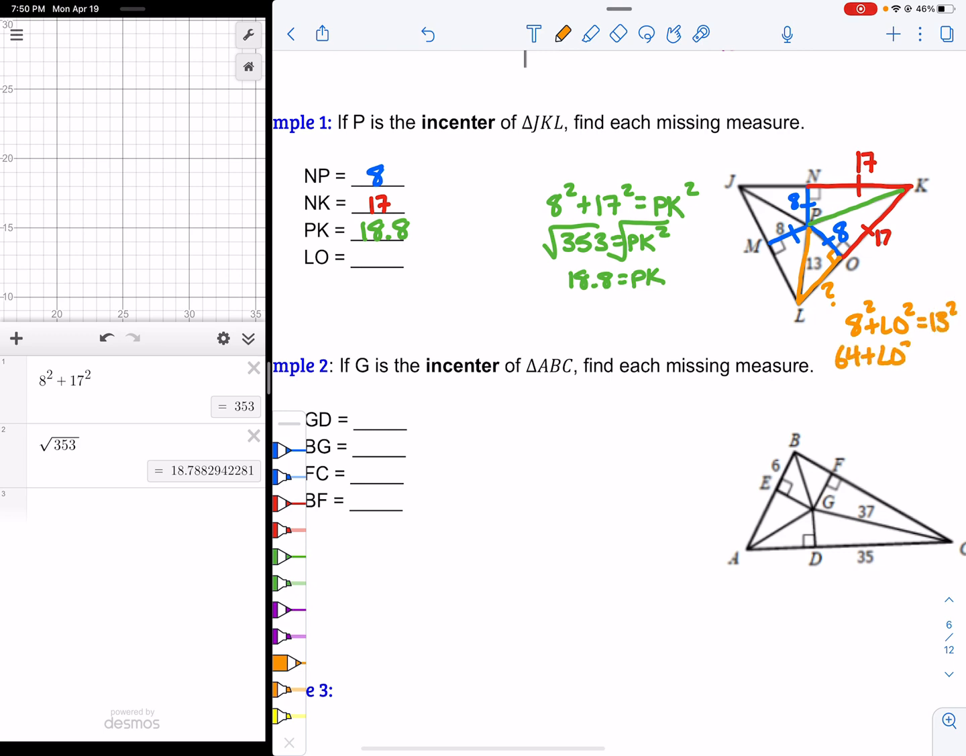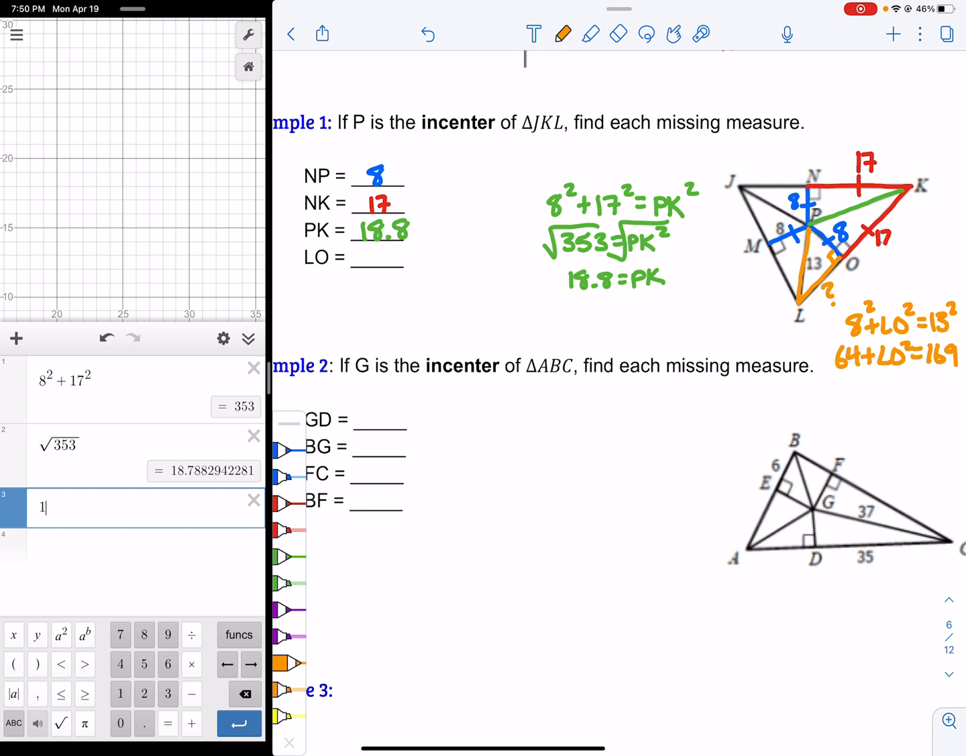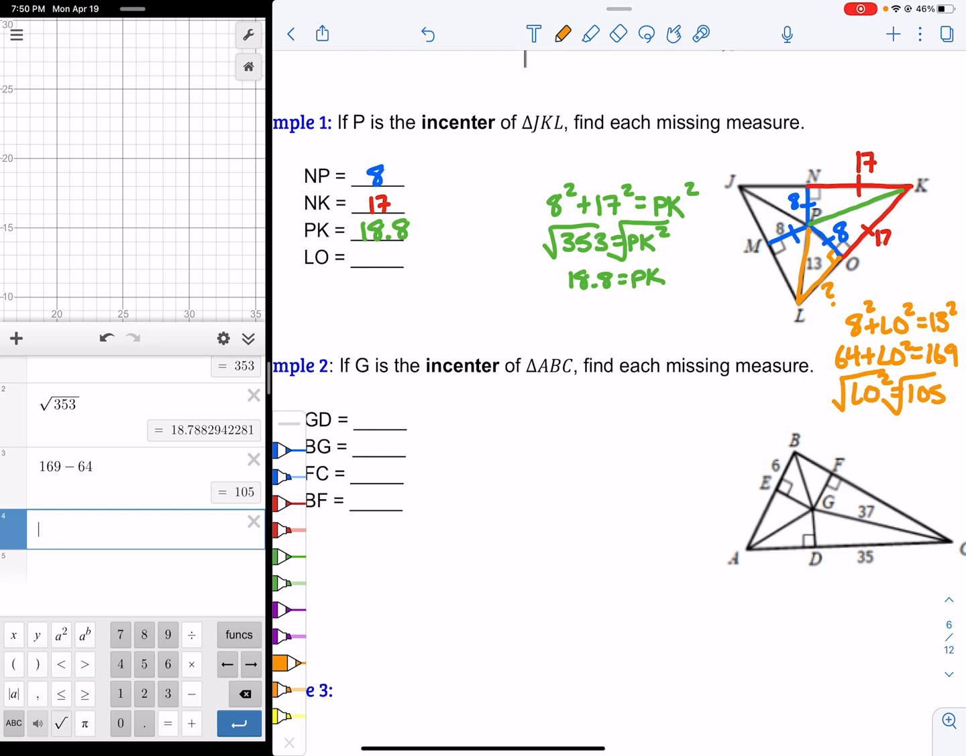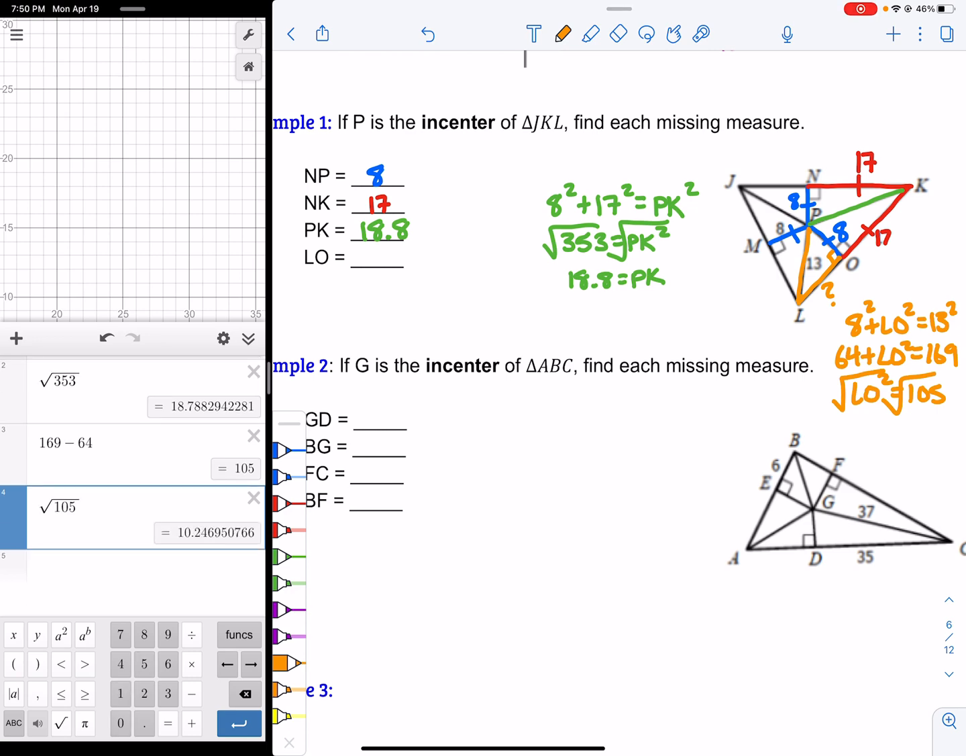So that would be 64 for 8 squared and 169 for 13 squared. So let's say 169 minus 64. And we would say LO squared equals 105. And then we just have to take the square root of 105 and round it off. So we get about 10.2 is the length of that little corner, LO.